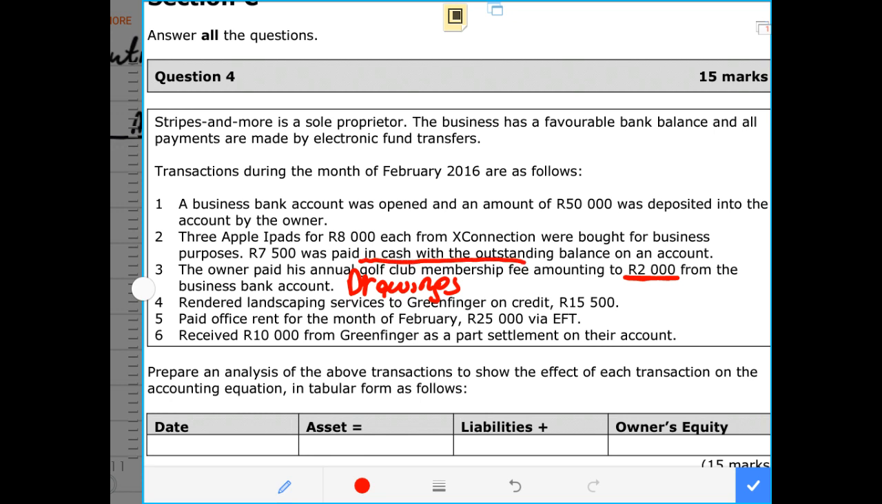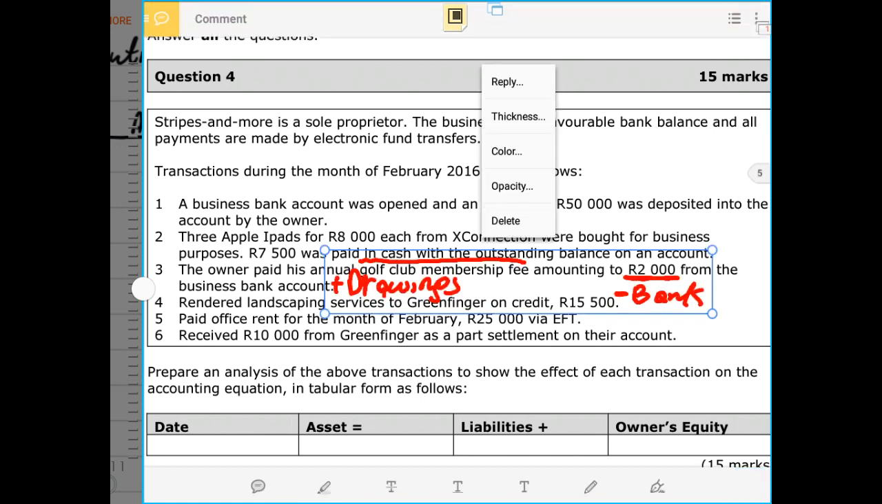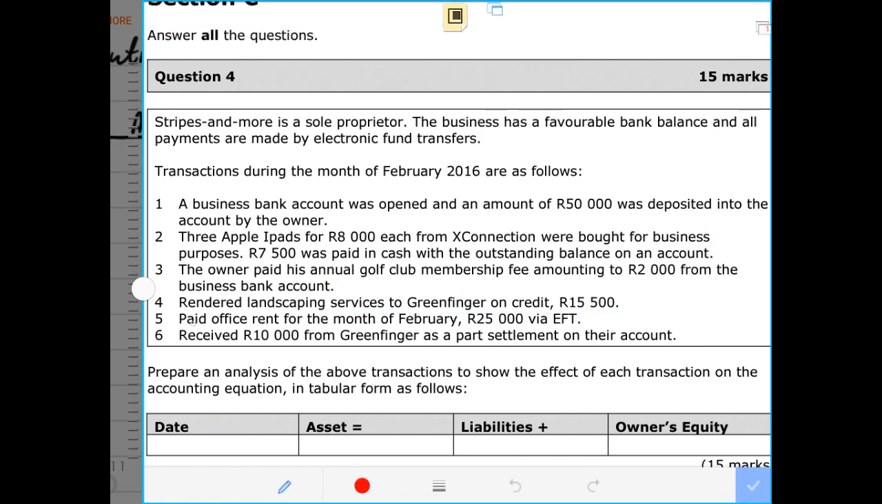And we know that drawings reduce the owner's equity, and at the same time, if we have drawings, our bank will have to decrease because the owner withdrew money out of the business, but drawings will be increasing. And don't forget the fact that drawings are reducing the owner's equity. Therefore, the amount of drawings of 2,000 will be recorded as negative under the owner's equity.